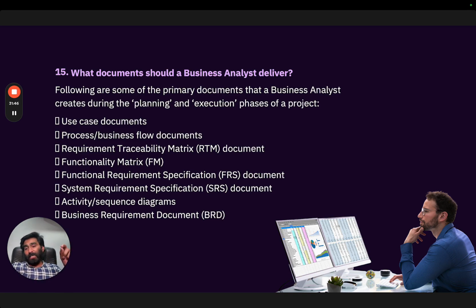And apart from this, the business requirement document. But let me tell you a secret. 90% of the novice people who are very new to this industry are only aware of the business requirement document, which is BRD. BRD is just one document, but apart from that, all these documents are required and we prepare them too.